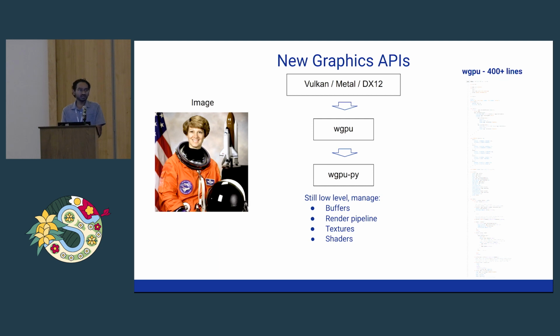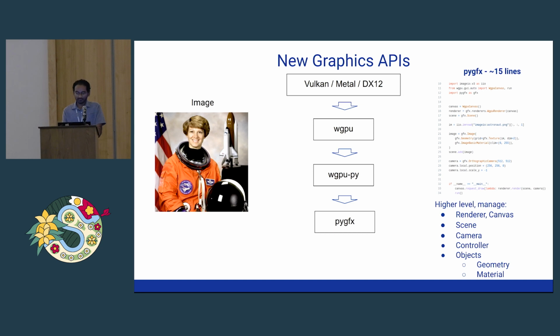So Vulkan or any of these other APIs are way too low level for scientific visualization. So there are higher level APIs that are built on top of it. One of them is WGPU, but it's still pretty low level. It would take you about 400 lines just to draw an image. And so there are higher level APIs such as pygfx, which is a very new Python rendering engine.